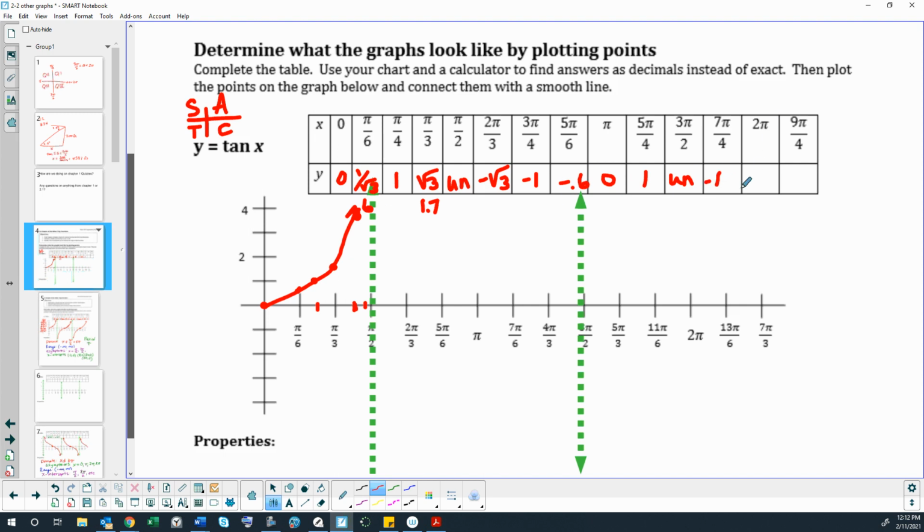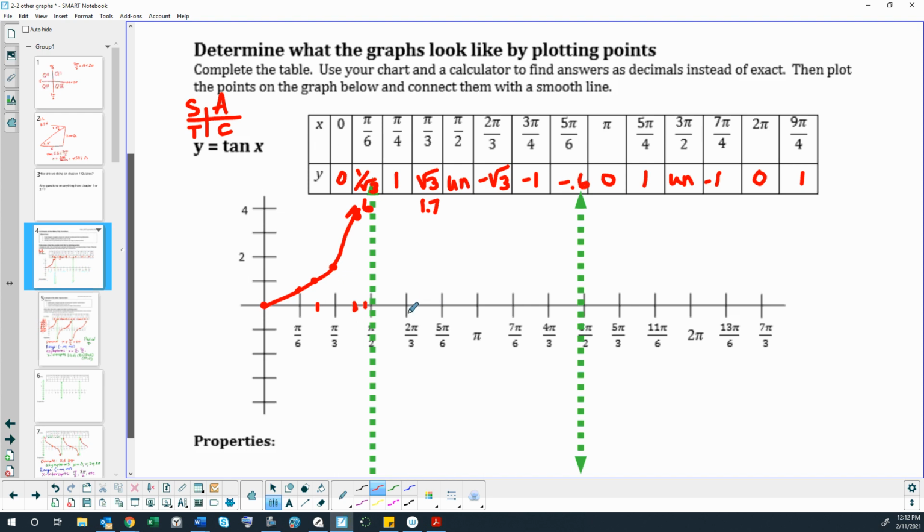So just kind of throwing in some key points here as we start to discover what this graph actually looks like. Back to 2 pi is obviously going to be the same as 0. 9 pi fourths is the same as pi fourths. All right, sketching in the rest of those values then, we have at 2 pi thirds, we have negative 1.7.